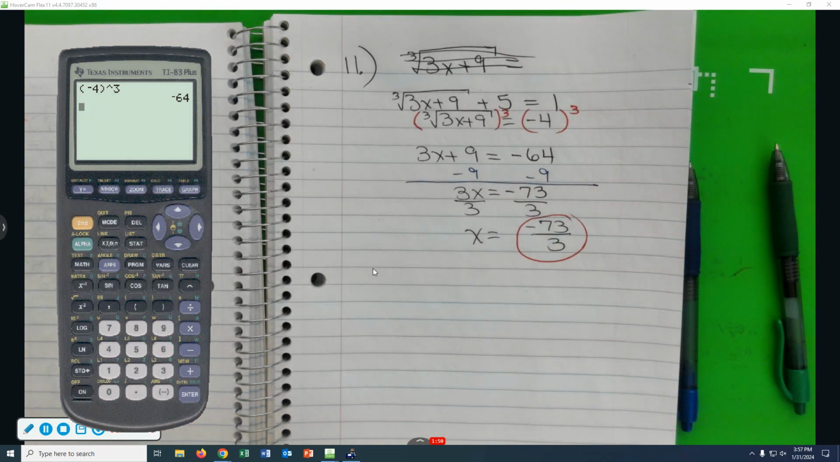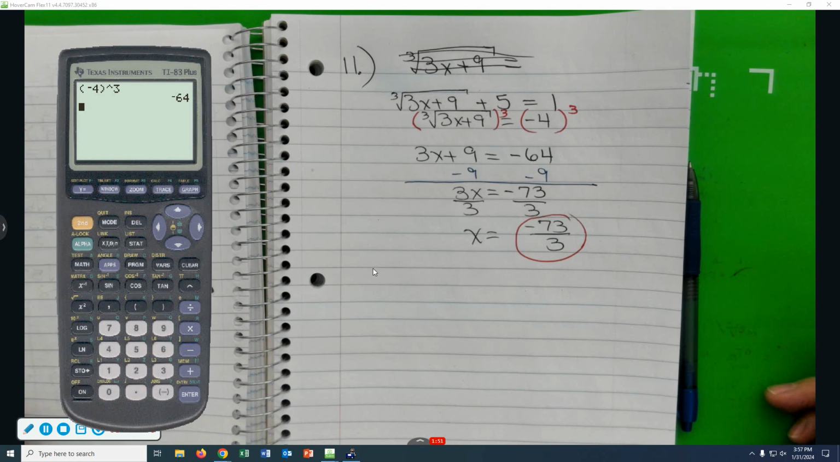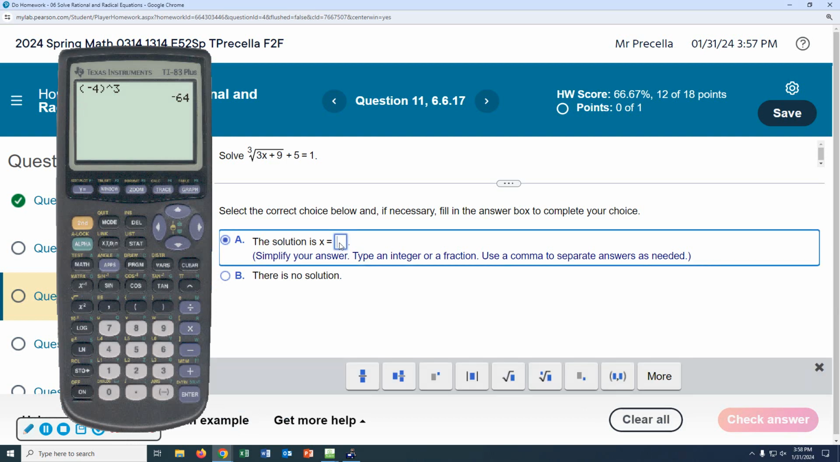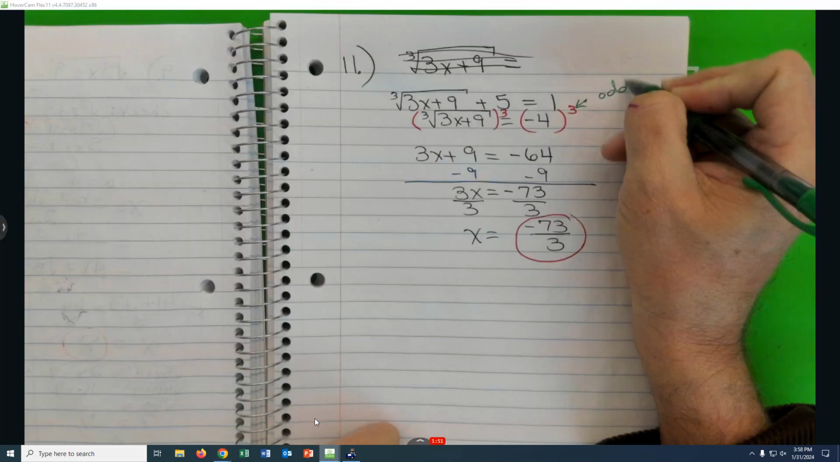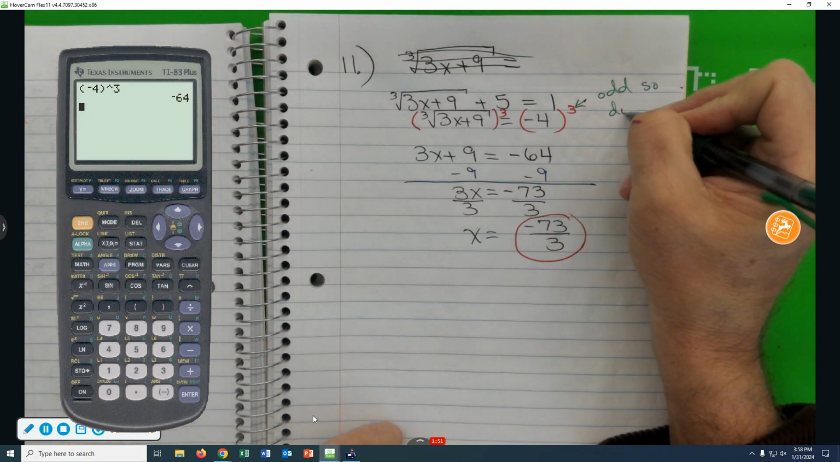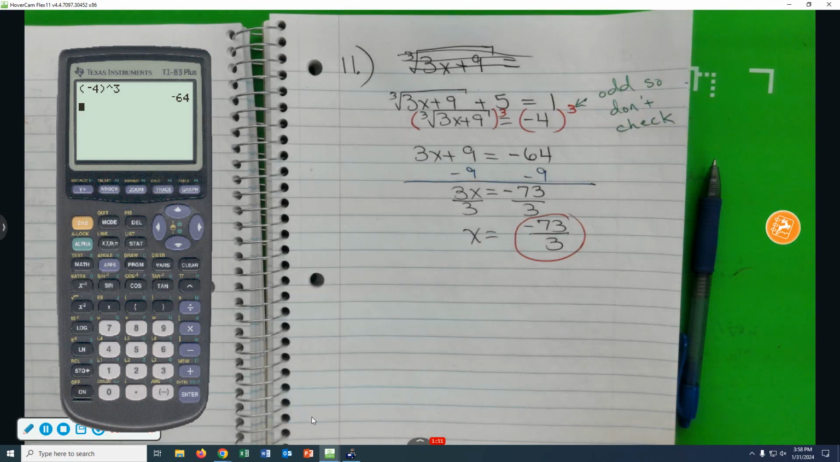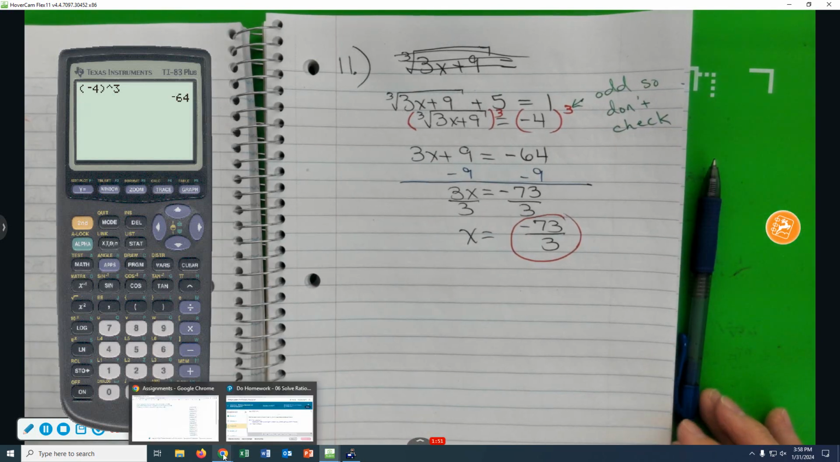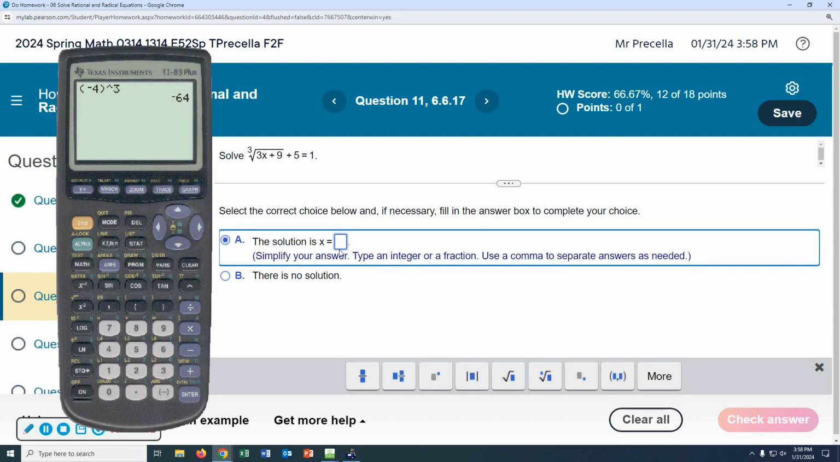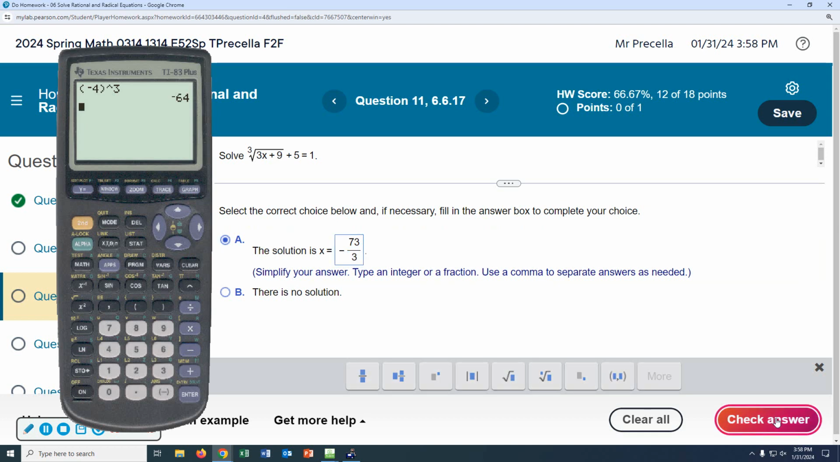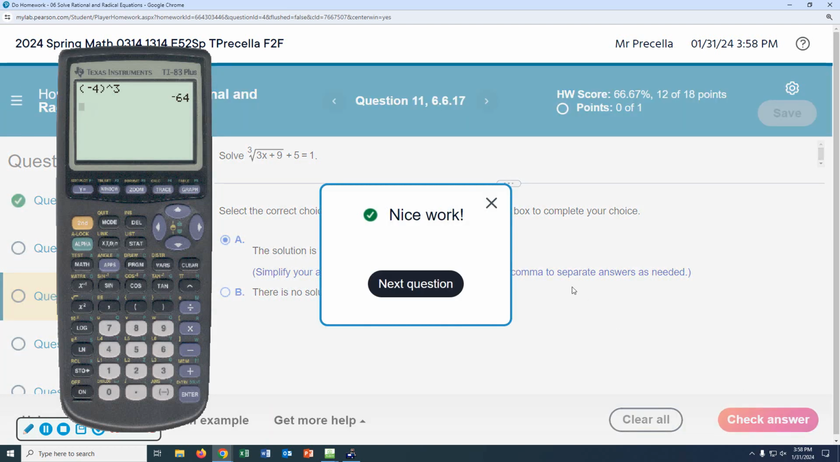Interestingly enough, on View an Example, they say check it for everything. But you don't have to check odd roots, only even roots. I'm going to make a note here: odd, so don't check. You can check it if you want to, but you only have to check the ones that are even indices, when you square both sides or raise both sides to the 4th power.